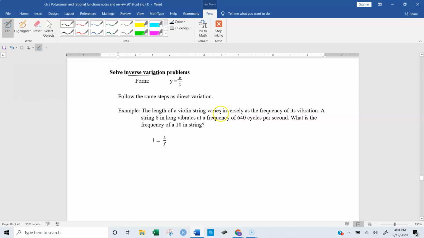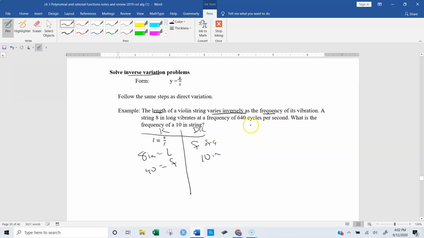Okay, the length of a violin string, so length, this is what I know. This is what I don't know. Varies inversely. This means k divided by something. So now I got L equals k divided by something. Then it says frequency of vibration. Okay, so I'm given 8 inches is my length and a vibration of 640. What is the frequency? So I'm trying to find the frequency of a 10-inch string.